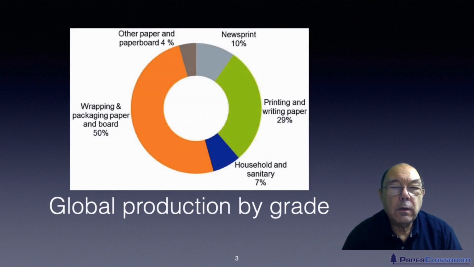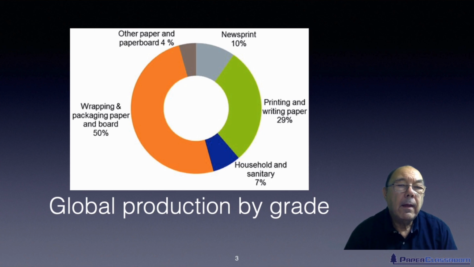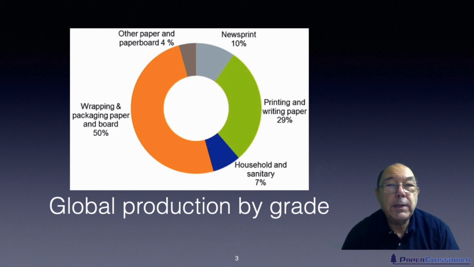Well, this is one way of looking at the markets. This is global production by grade. As you can see with that orange segment, 50% of all the paper made in the world is in the form of board or wrapping paper. So it's a form of packaging paper. If you look at the green segment opposite, 29% printing and writings, and above that grey segment, 10% newsprint.